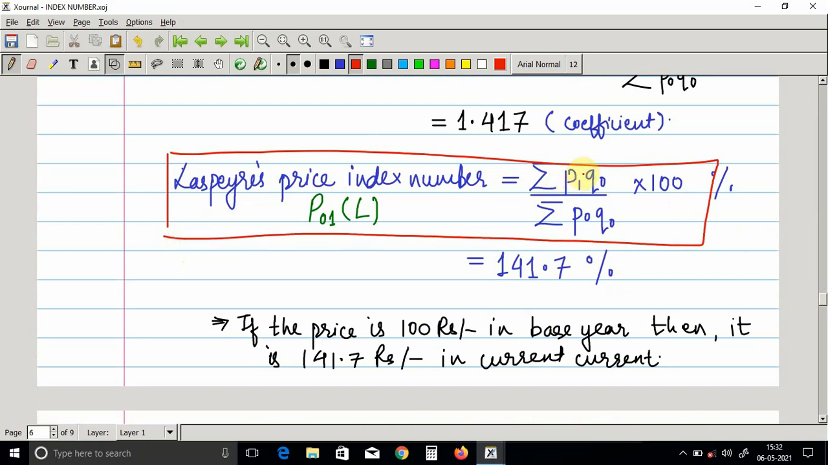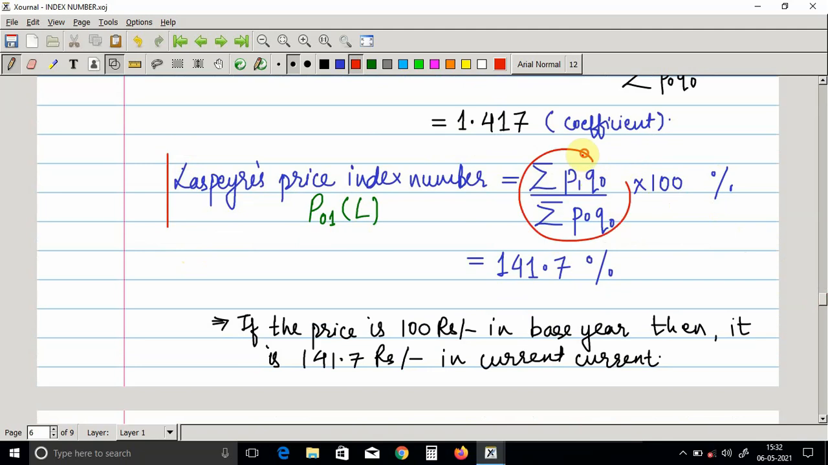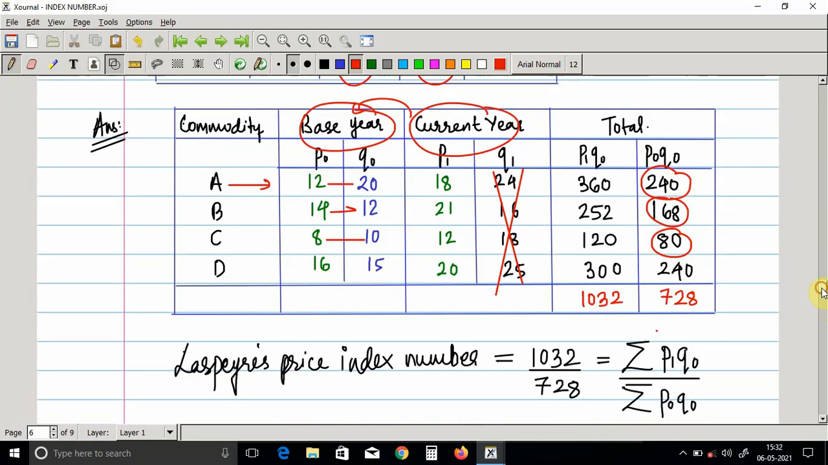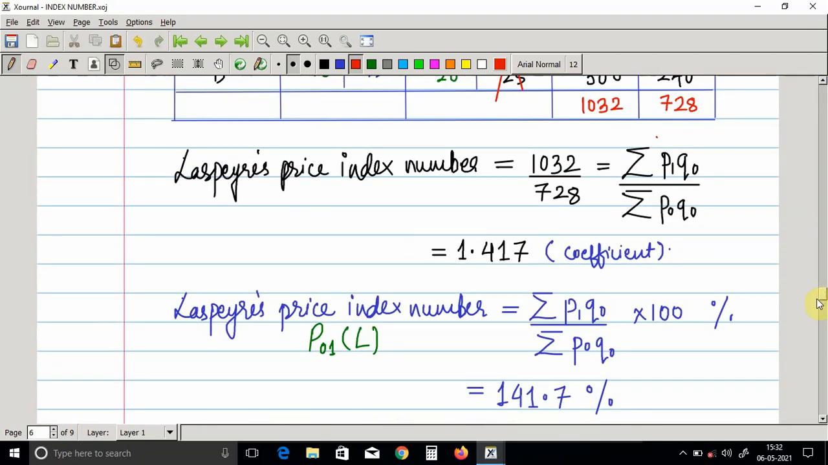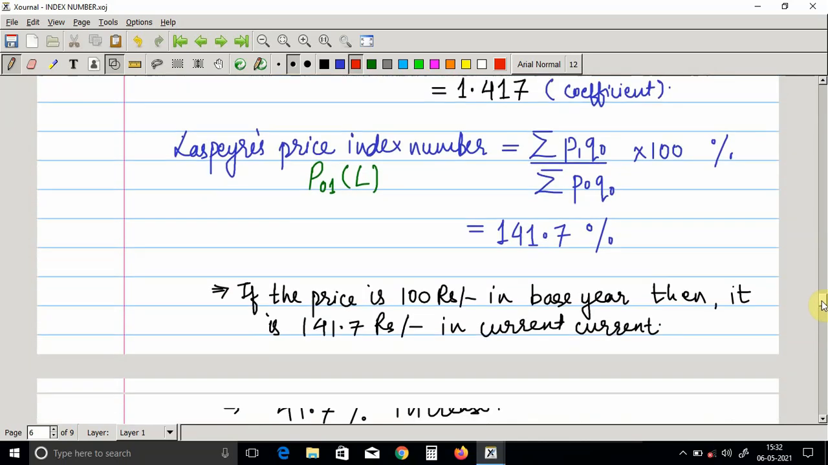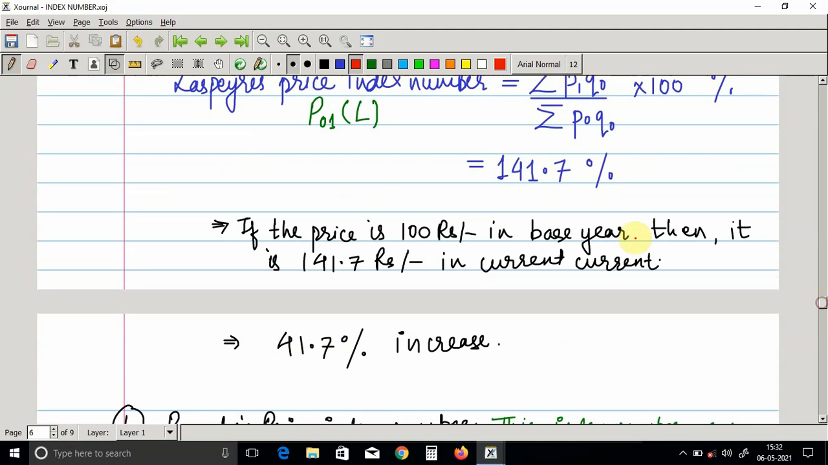So do not try to remember these formulas. Understand what you have to do in this table. So total bill, current bill divided by previous bill, into 100. That's what I am doing with this. So 141.7% is the Laspeyres price index.